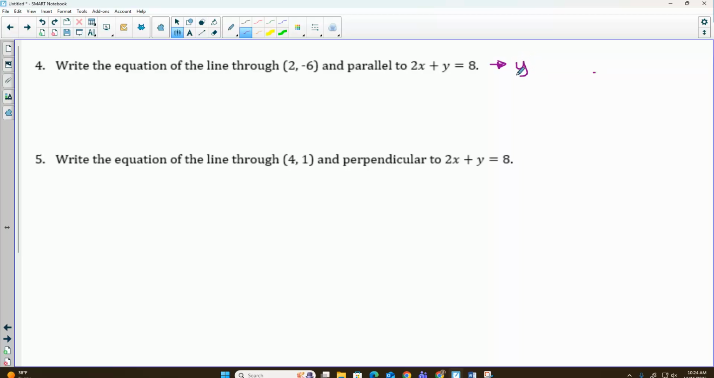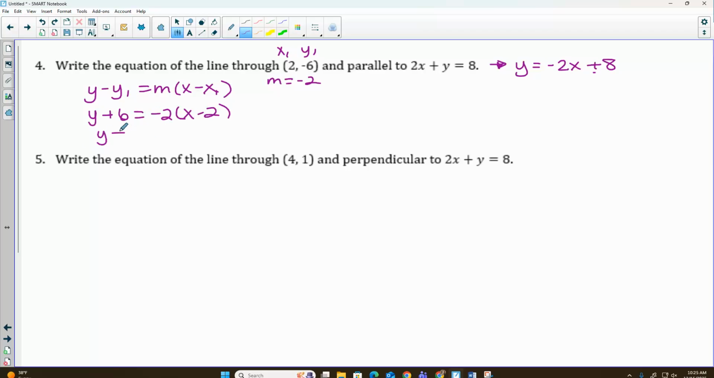So you have to get this in y equals mx plus b form first, so you have to subtract over the 2. So now I have my point, I know my slope has to be the same as this, so my slope is negative 2. Then you can plug into y minus y1 equals m times x minus x1. This is my x1, y1. So y minus negative 6, so y plus 6, equals negative 2 times x minus 2. Y plus 6 equals negative 2x plus 4. Subtract over the 6, so we get negative 2x minus 2.